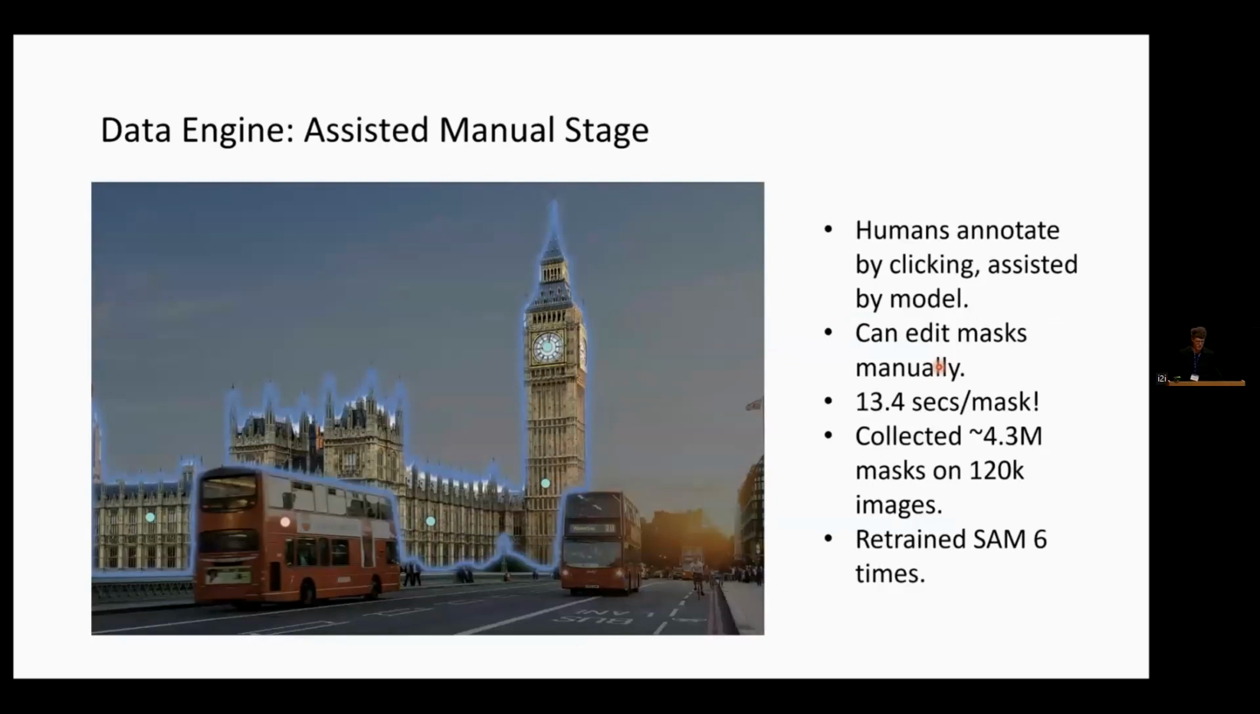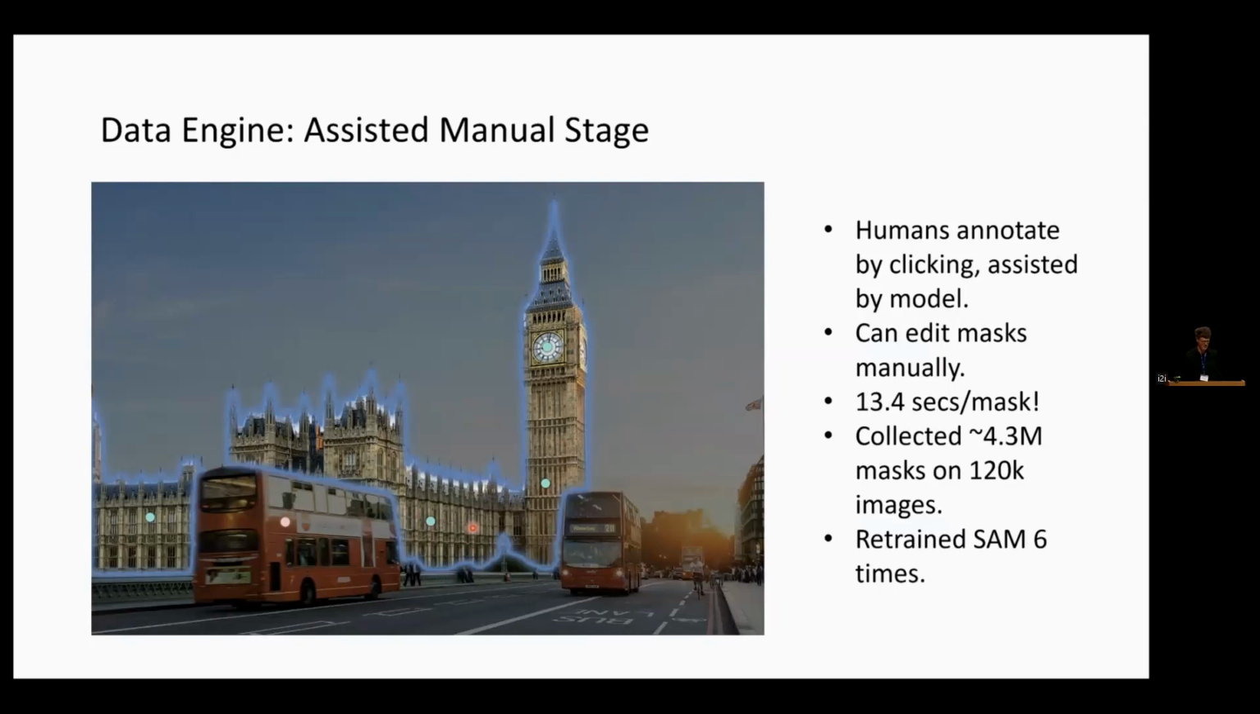The assisted manual stage is what I described. You have an image. We tell the annotators to annotate every object in this image up to some time limit, after which they move on to something else, because otherwise they'd be there forever. To annotate something like this building, maybe they have to click a lot because the model's not very great. So there's like 4 clicks on here. Maybe there's still errors like this region down here, where they can then go in and edit manually to clean up the mask. After iterating on this process 6 times, by collecting data and retraining the model, we got the mask collection speed down to like 13 seconds, which is significantly better than 5 minutes. And in this stage, we collected around 4 million masks on 120,000 images.